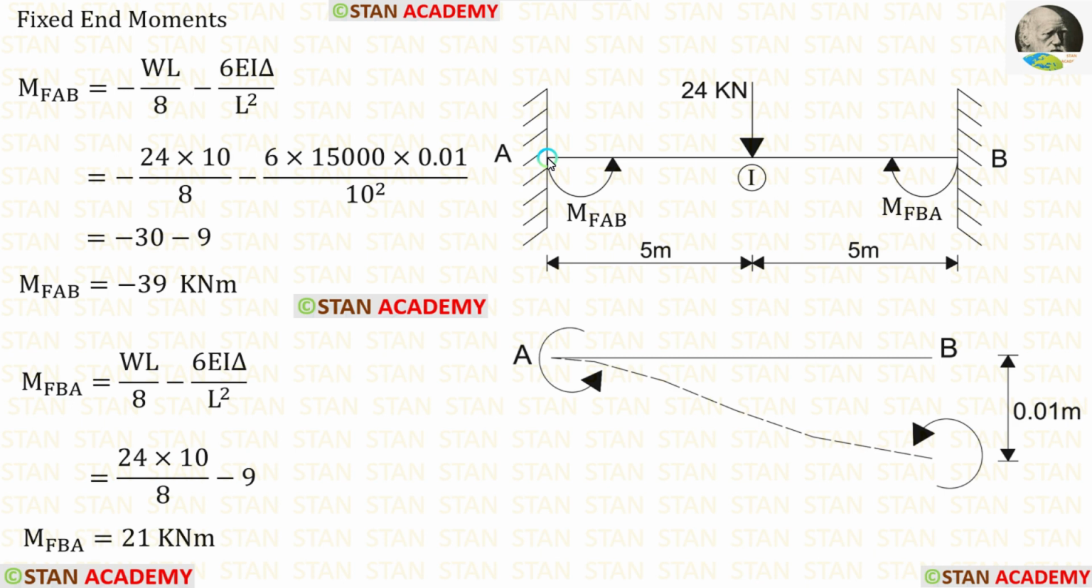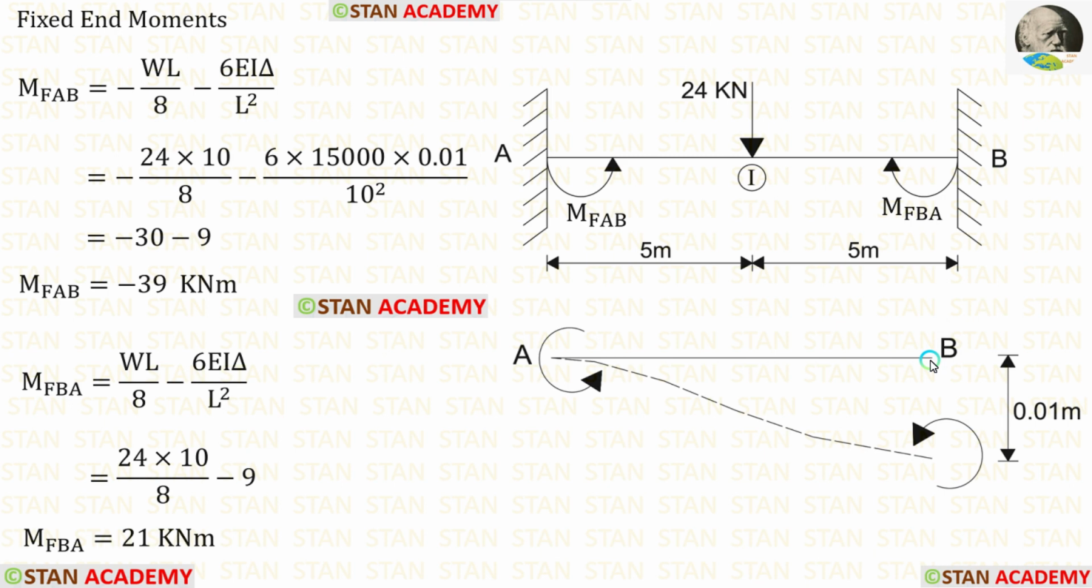Now let us find the fixed end moments. First, let us find them in the span AB. In the span AB, there is a point load 24 kN. This load is acting in the center. The formulas for the fixed end moments are minus WL upon 8 and positive WL upon 8.